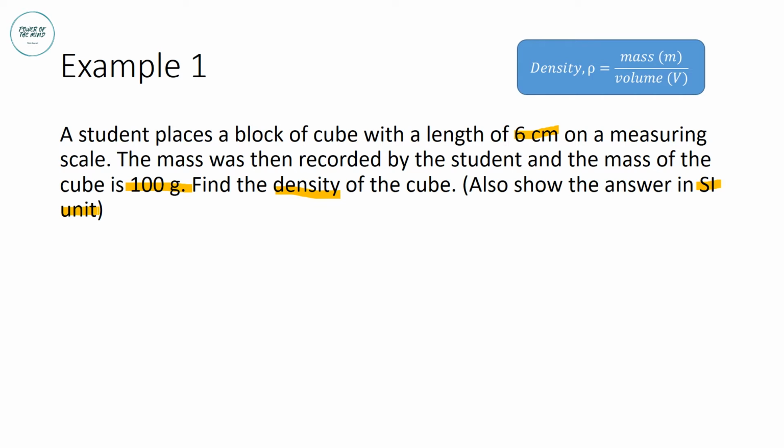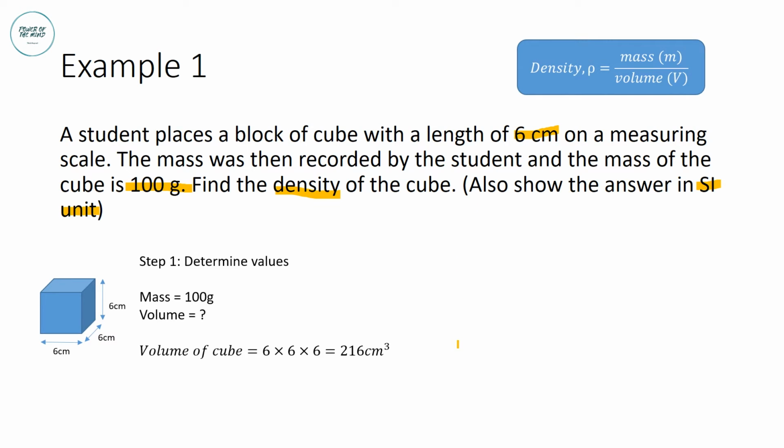Alright. So first of all, you have to write down the values. The first value, the length is 6 cm for the cube. So what we have to do, you have to draw the cube and you have to determine the volume of the cube. The mass of the cube was then recorded by the student. The mass is 100 grams. Okay, so the mass of the cube is 100 grams.